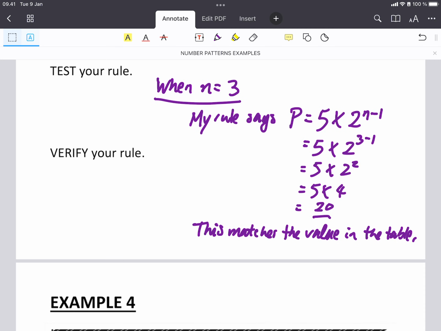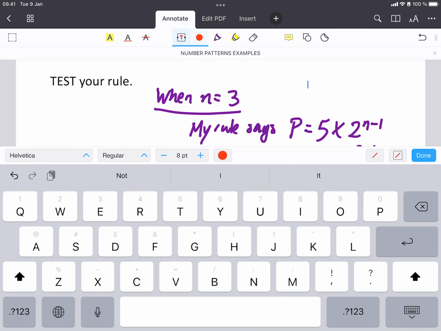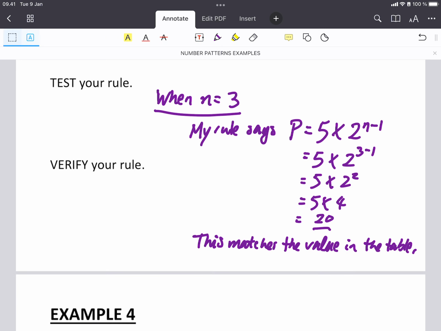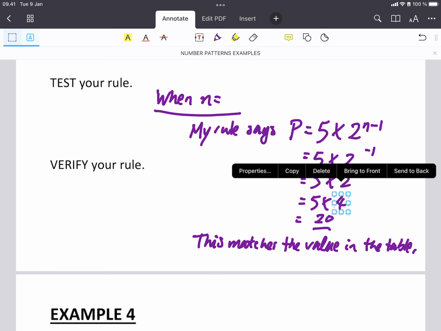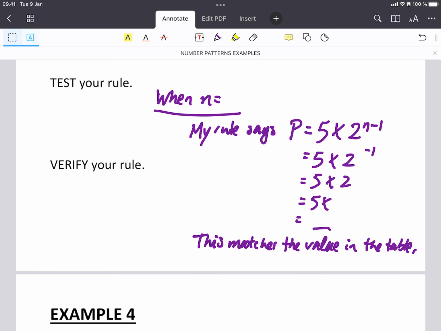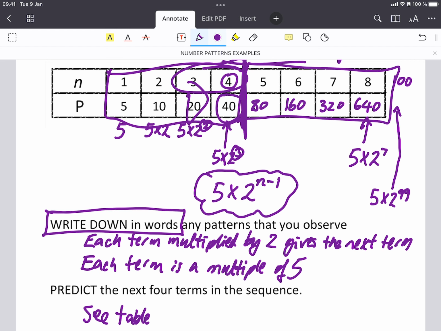I'll now do another one for n equals 4. Change the 3's for 4's and everything that follows on from them. There we go. So if n was 4, my rule says P equals 5 times 2 to the power of n minus 1, which would be 5 times 2 to the power of 4 minus 1, which would be 5 times 2 to the power of 3, which would be 5 times 8, which would be 40. This matches my value in the table.